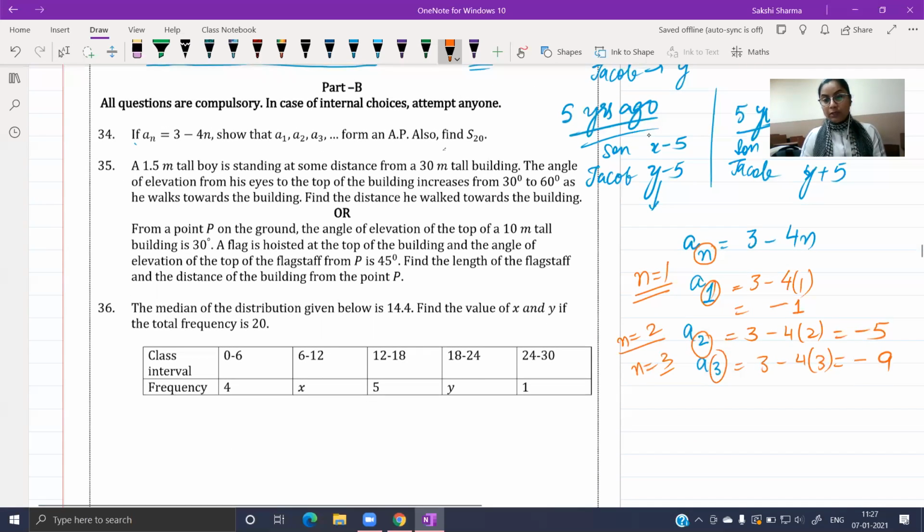You can find out further, but that's it. You can work with just 3 terms. And then we check for the consecutive differences. जो second और first term है, उसका difference निकालो, जो third और second term है. First और second का difference, second और third का difference.